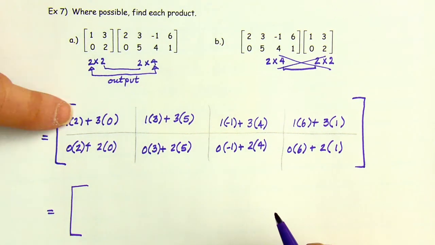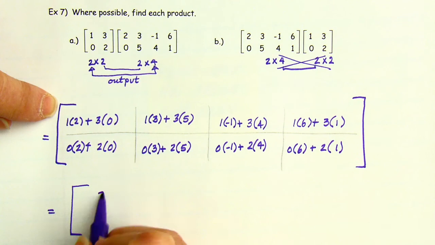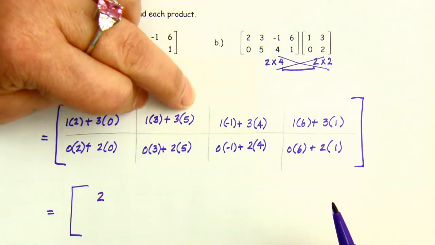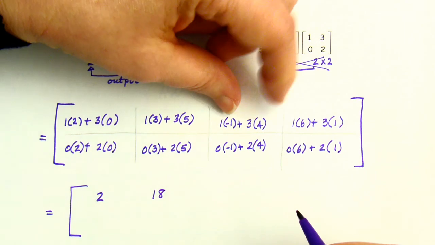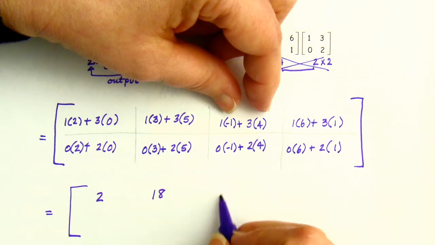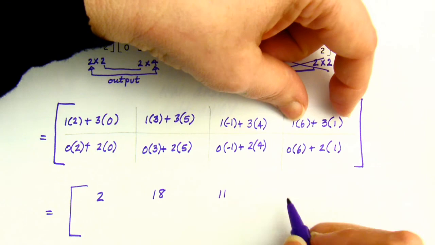This is 2, that's 0. When I add them, I get 2. This is 3, that is 15. When I add them, I get 18. This is negative 1, this is 12. When I add them, I get 11. This is 6, this is 3. When I add them, I get 9.